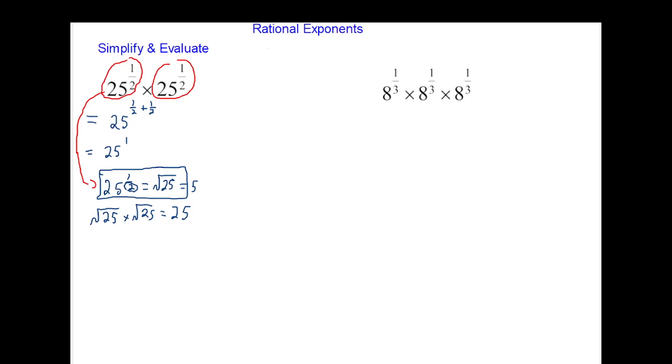So let's take this one over here. A little bit different, but also similar. We'll attack it the same way. We've got 8 to the 1/3 times 8 to the 1/3 times 8 to the 1/3. According to the rules for multiplying exponents, if we're multiplying powers with the same base, we keep that base and we add the exponents. So we'll get 1/3.